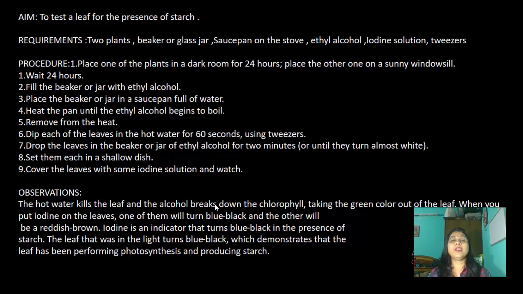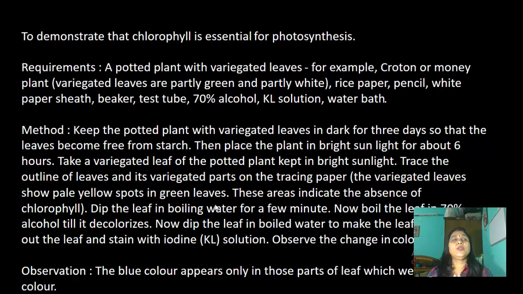This demonstrates that the leaf has been performing photosynthesis and producing starch. Now coming to the second activity, to demonstrate that chlorophyll is essential for photosynthesis. So what are the things required? A potted plant with variegated leaves. Variegated leaves means leaves which have green color as well as other colors, like croton or money plant. Variegated leaves are partly green and partly white.